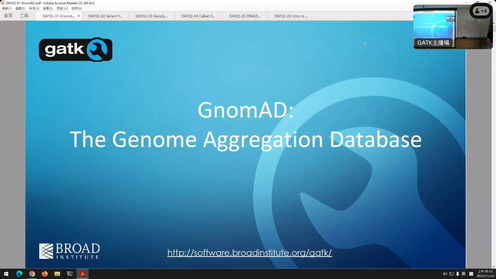Okay, so with that, I will get started talking about the genome aggregation database, and we abbreviate that as gnomAD to make it a little easier to say.